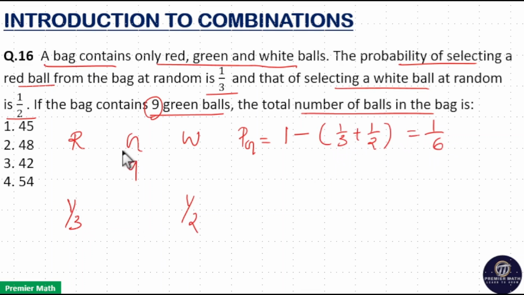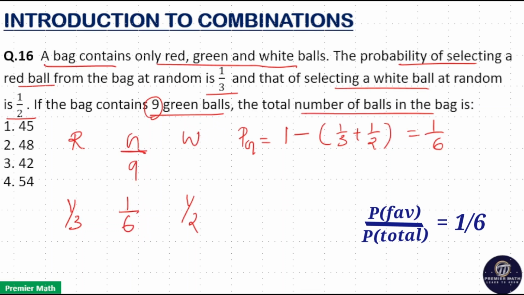So the probability of getting or selecting a green ball is 1 by 6. Here this 1 by 6 denotes the probability of getting a green ball out of the total number of balls. Here you are only selecting one ball and there are no other conditions. So simply the probability of getting a green ball is 1 by 6, which means green balls are 1 by 6th of the total number of balls, which means here one part is equal to 9. There are total 9 balls. Then the total number of balls is 6 parts. So 6 parts is equal to 6 into 9, 54. So there are a total of 54 balls. Option 4 is your answer.